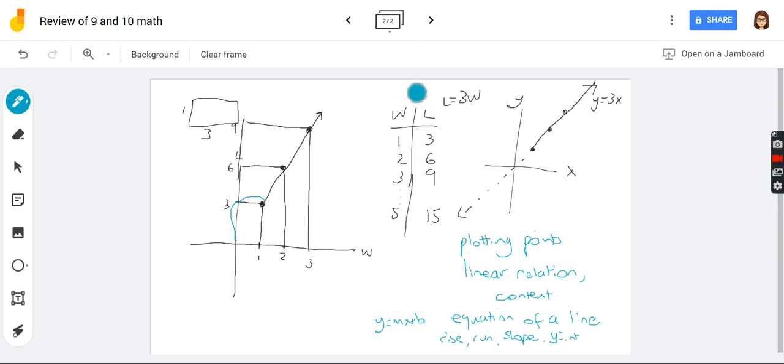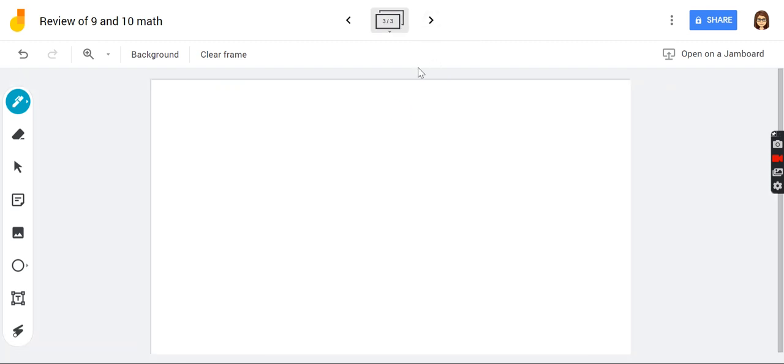Okay, so hopefully that's okay so far. I'm going to move on to the next frame. I'm going to go back to my black pen. Again, I'm going to take my similar rectangles, so my rectangles that are in the ratio 1 to 3. And this time I'm going to make a table of values where I'm going to compare the width to the area.